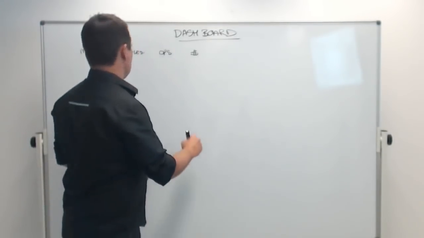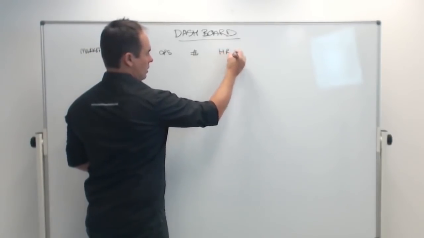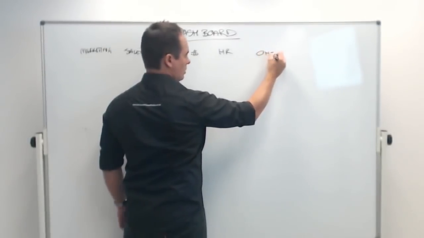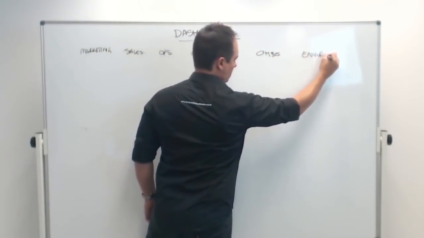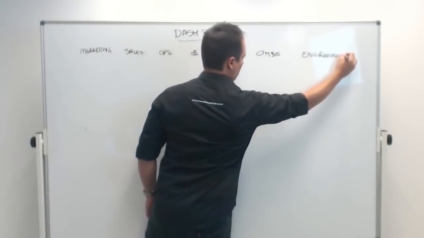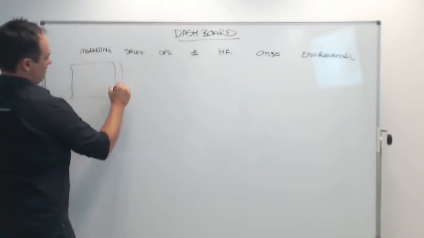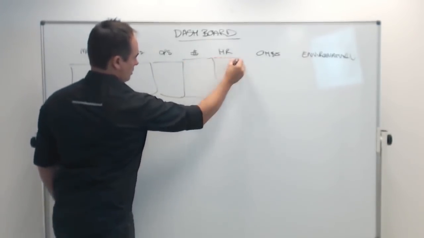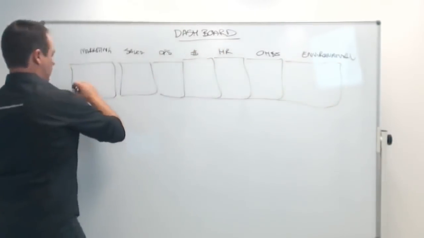Right, okay, stop moving. We've got HR, OH&S, and environment. And under that, I've got a graph. And that's how my dashboard's framed up. And the graph's got performance tracking.